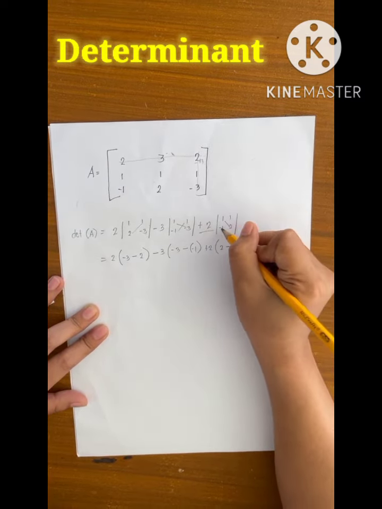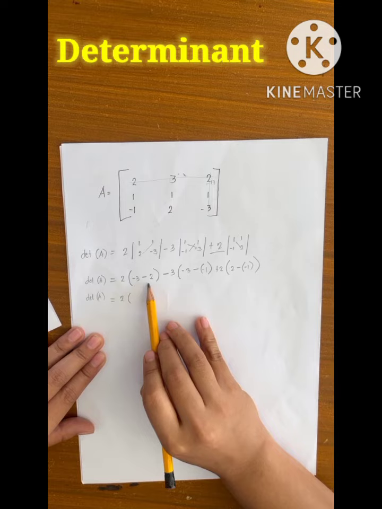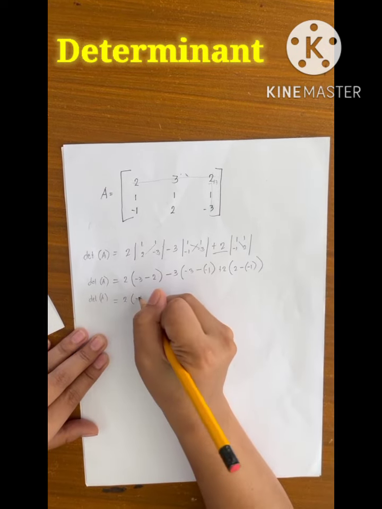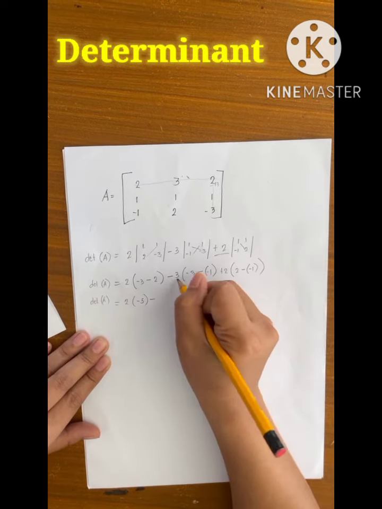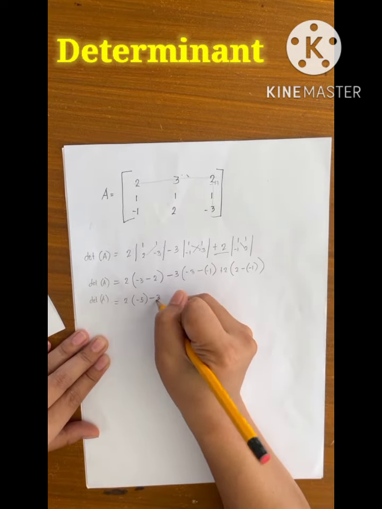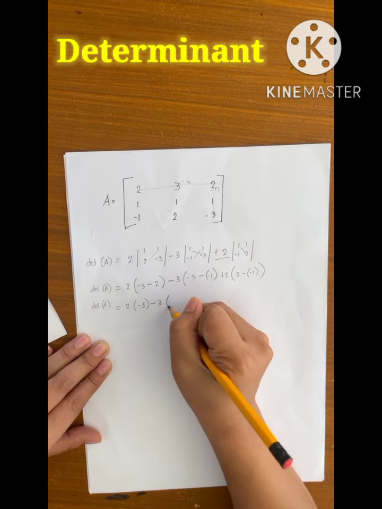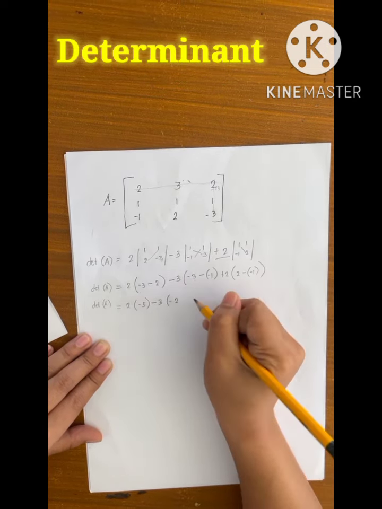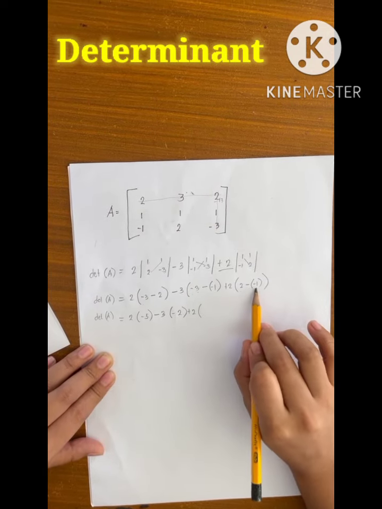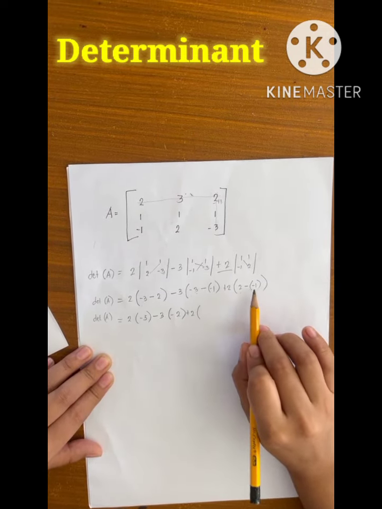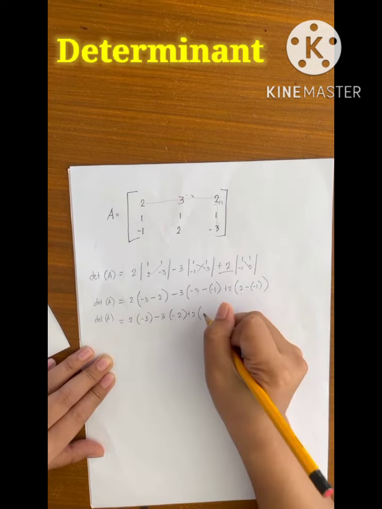Copy 2. Negative 3 minus 2 is negative 5, minus copy 3. Negative 3 minus negative 1, so this will be negative 3 plus 1, which is negative 2. Copy positive 2. 2 minus negative 1, or 2 plus 1, will be positive 3.